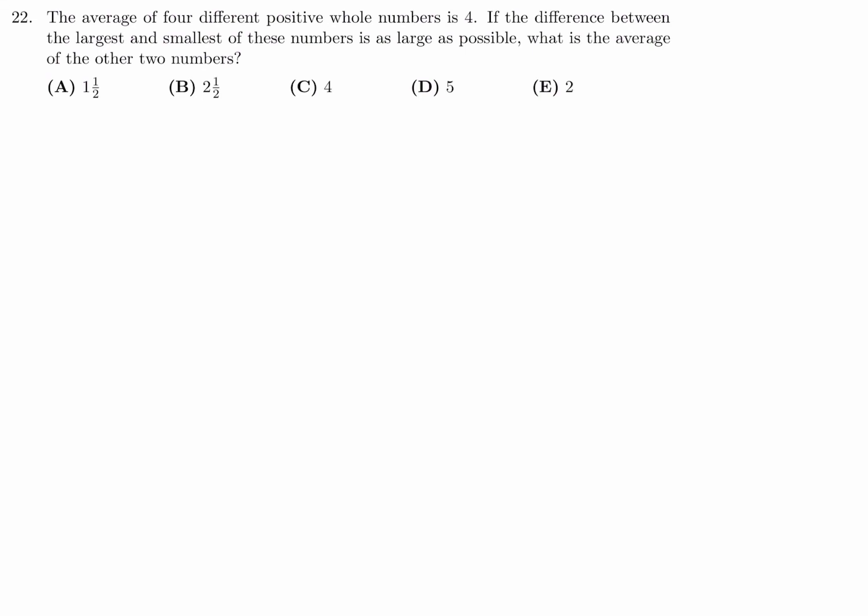The average of 4 different positive whole numbers is 4. If the difference between the largest and the smallest of these numbers is as large as possible, what is the average of the other two numbers?